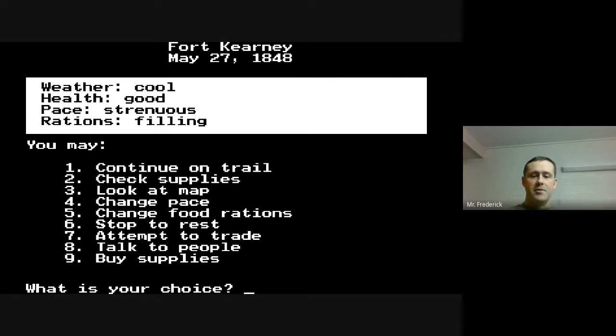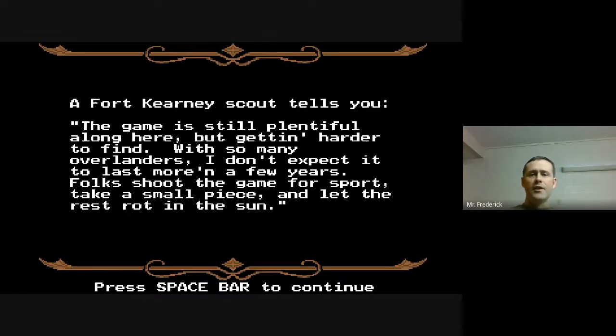All right, let's talk to people and see what they're saying. A Fort Kearny scout tells you, the game is still plentiful along here, but getting harder to find. With so many overlanders, I don't expect it to last more than a few years. Folks shoot the game for sport, take a small piece and let the rest rot in the sun. Oh, that sounds like us when we only took 100 pounds and left 800.